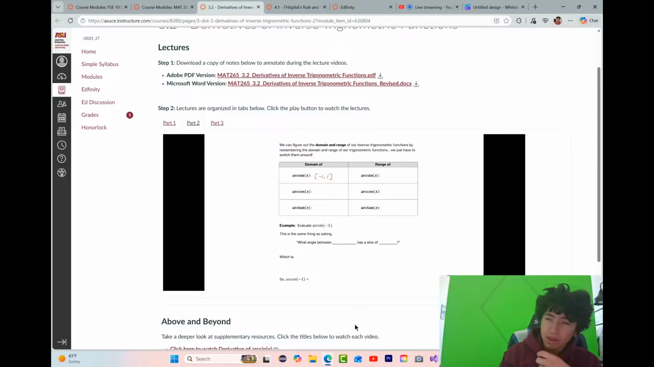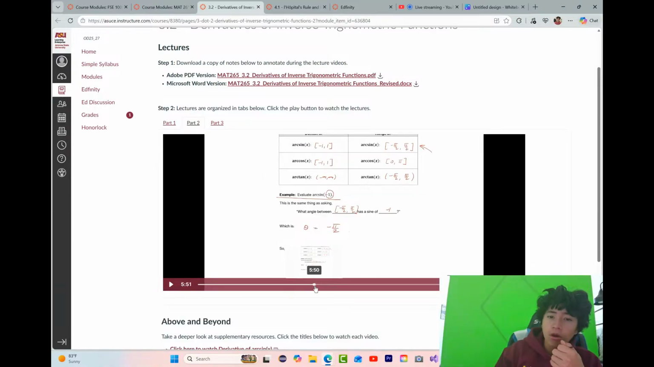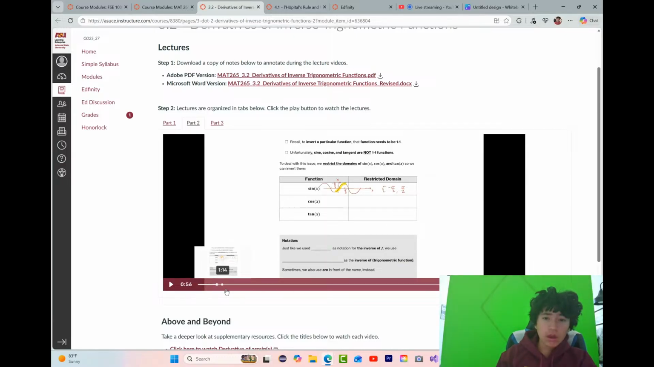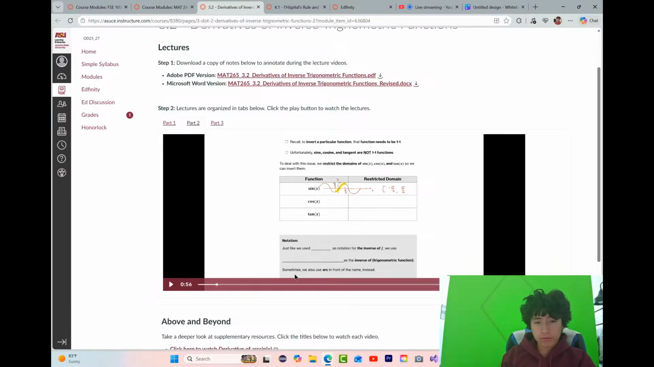all odd multiples, I think. Oh, excuse me? Wait, what? I'm confused. Hold on. Oh, wait. Oh, sorry. The restricted domain of tangent is negative pi over 2 to pi over 2. So that means the range of tangent is going to be negative pi over 2 to pi over 2. And the domain of tangent inverse is the range of tangent of x, which is negative infinity to infinity.